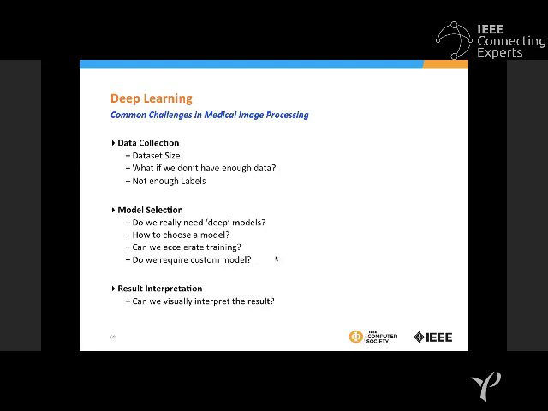Next is the model selection. There are a plethora of models, a plethora of nets. I will discuss some of them in this lecture. But what is the best one to take? And obviously, as I said, result interpretation and visualization are also of much importance.